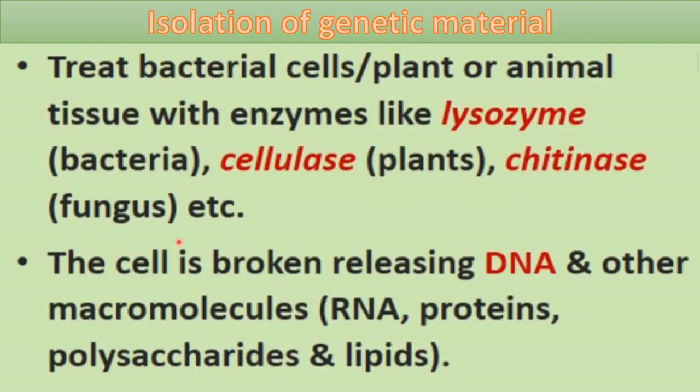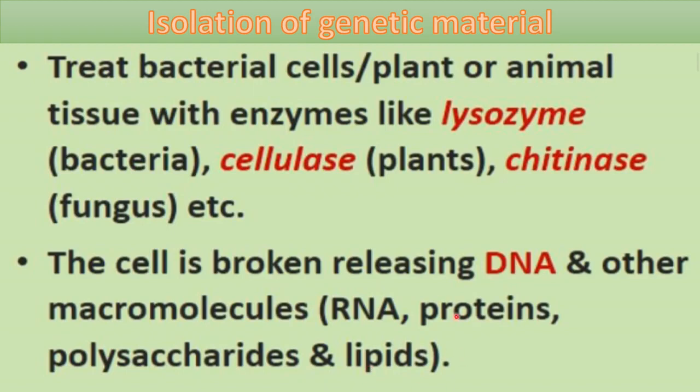For the breaking of the cell wall, these different enzymes work here, because the composition of the cell wall of bacteria, plant and fungi is different. That's why different types of enzymes are used to break the cell wall. Now the cell is broken, releasing DNA and other macromolecules. Inside that cell, all the macromolecules are present, like DNA, RNA, proteins, polysaccharides and lipids.